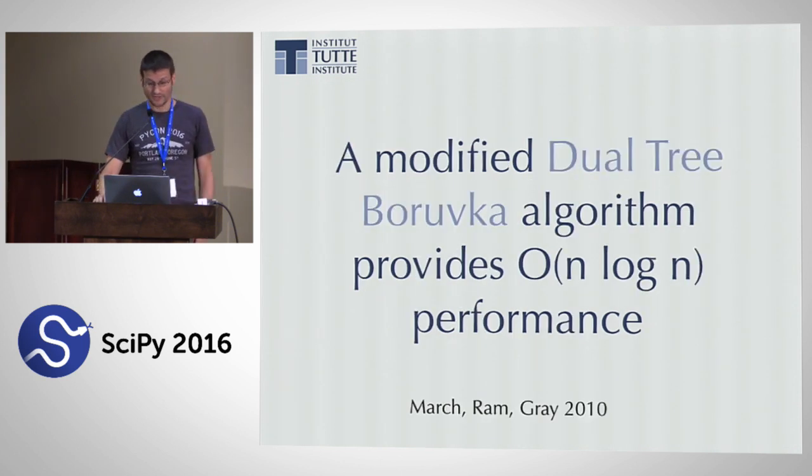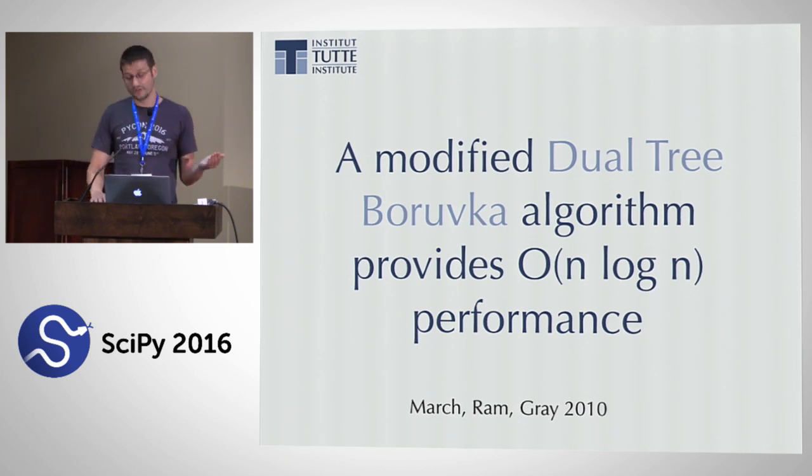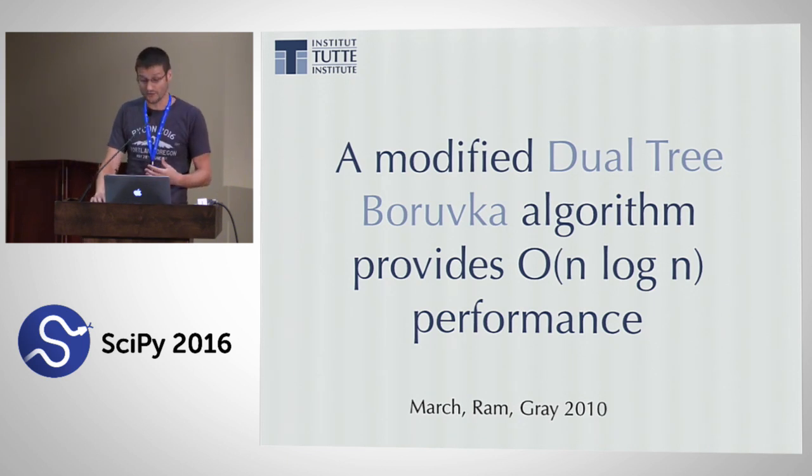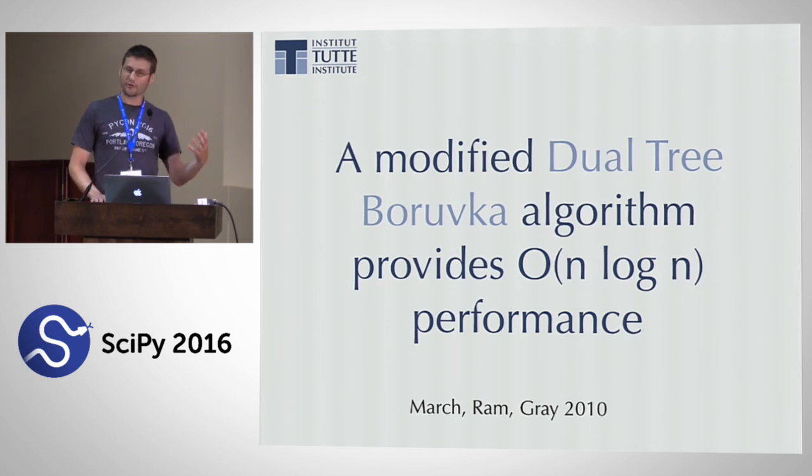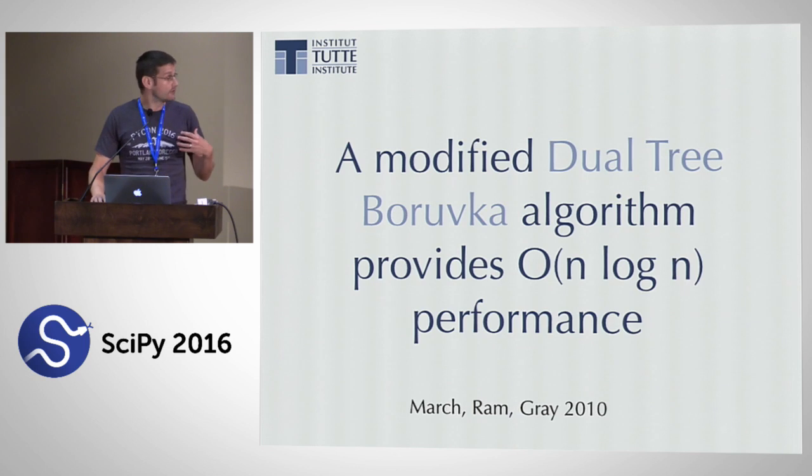So in 2010, March, Ram, and Gray published a great paper on the dual tree Boruvka algorithm for computing minimum spanning trees. And for HDBSCAN, we can use a modified version of that and compute minimum spanning trees in order n log n time.